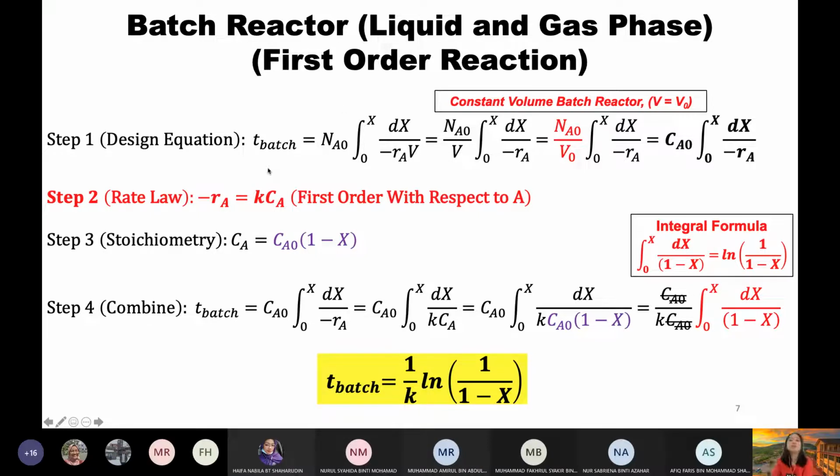So the design equation for a batch reactor is equal to reaction time. For a batch reactor, it is reaction time. For CSTR and PFR, we will talk about volume. Okay, so the batch reactor reaction time, t batch, equals N_A0 integrating from 0 to X, dX over minus r_A V.